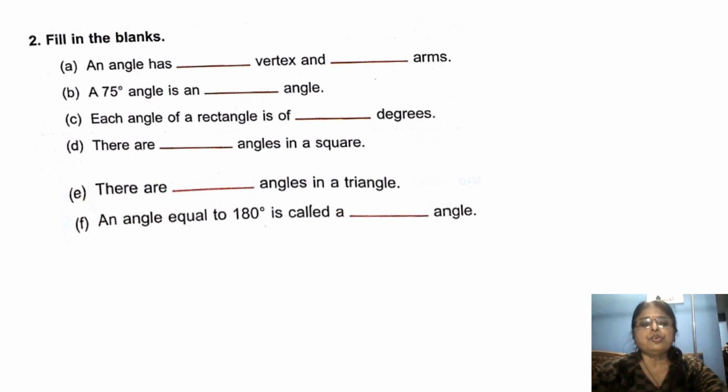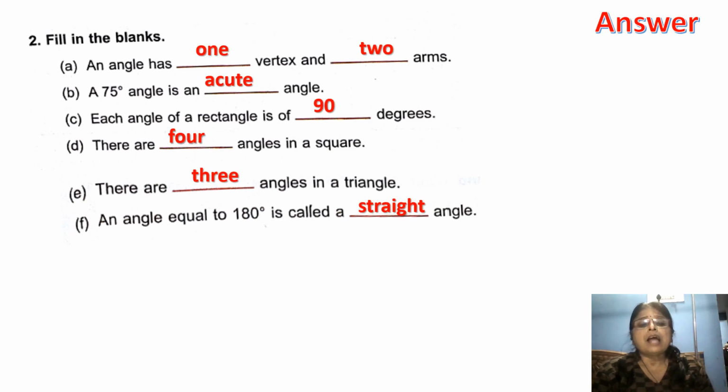Next question is fill in the blanks. An angle has dash vertex and dash arms. A 75-degree angle is a dash angle. Each angle of a rectangle is of dash degrees. There are dash angles in a square. There are dash angles in a triangle. An angle equal to 180 degrees is called a dash angle. Answers are given in the next slide.